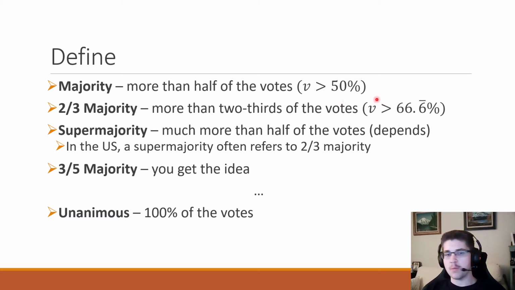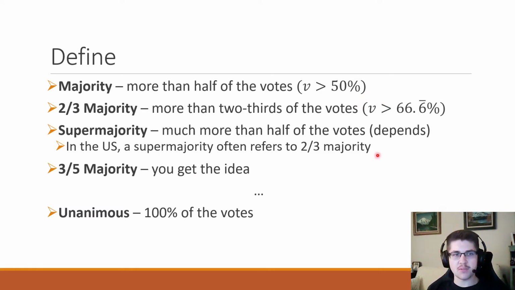A two-thirds majority would be more than two-thirds. So two-thirds translates to 66.6 repeating percent. And in the same way, the term majority always means more. So to have a two-thirds majority, you have to have more than two-thirds of the vote to qualify. And actually, technically, some people define it as needing at least two-thirds rather than more than two-thirds, but I'm just going to define it as more than two-thirds.